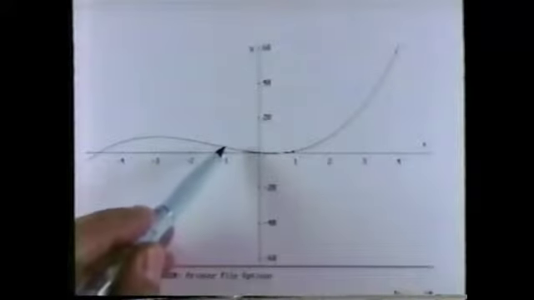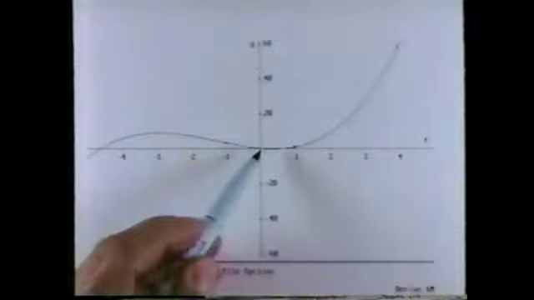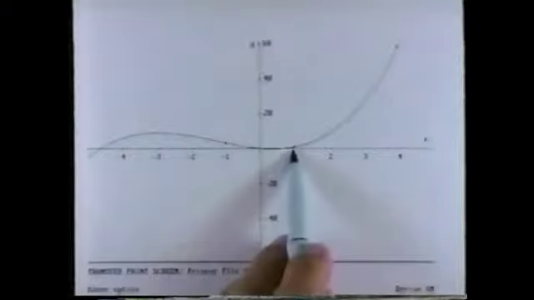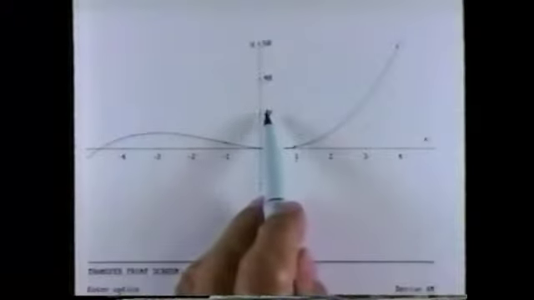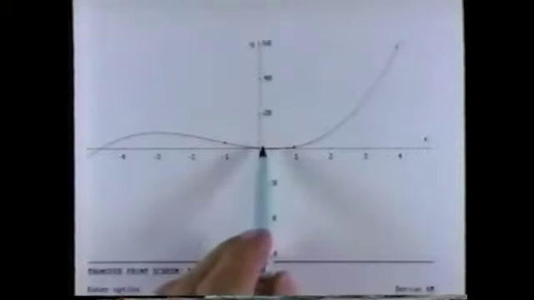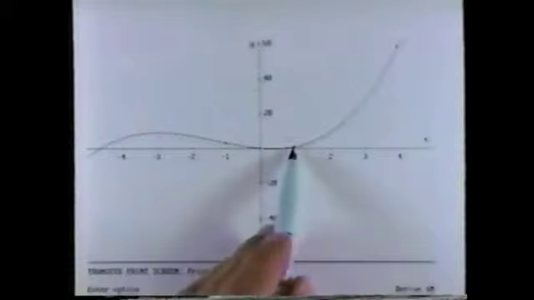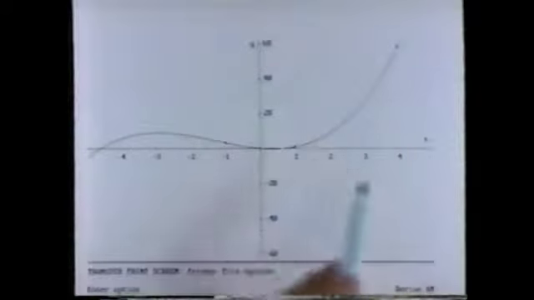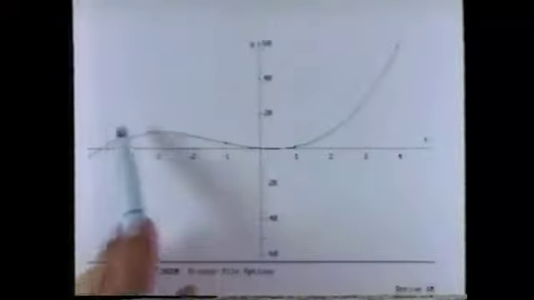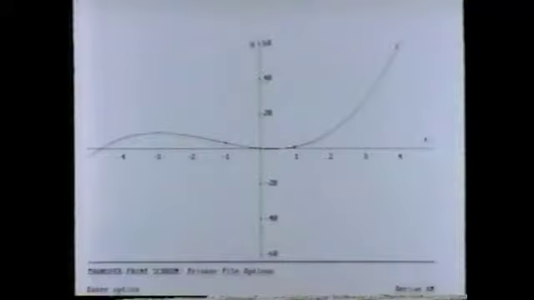This is the point -1, 3. Here's the point 0, 0. Here's the point 1, 1. Now you're saying 1, 1 looks like it's almost 0, but notice my scale here is 20, 40, 60. So 1 would just barely be above the x-axis, and it is. And then we had the point 4, 58. The curve goes through all 4 of the points.